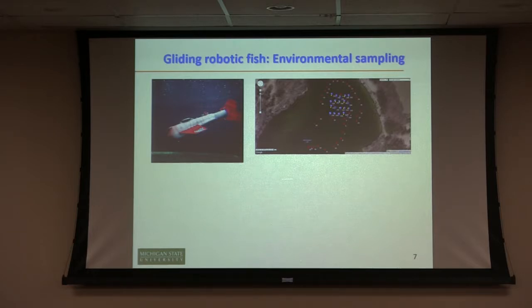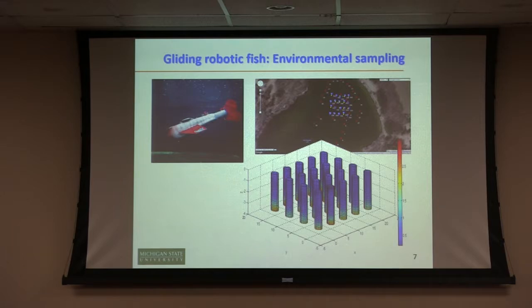I gave a talk here 3 years ago, so I will not spend a lot of time talking about this, but I want to show you some of the applications that we are pursuing. One is monitoring the harmful algal blooms in the lakes. That's a growing problem worldwide, particularly for areas like Ohio and Michigan. We're able to use a robot to sample the concentration of these variables at different locations and at different depths.